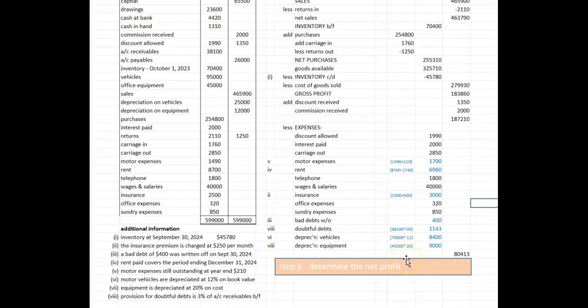So the last step, number 6, is to take away the total expenses from the total income. So the two numbers are in line with each other. This is total income, this is total expenses. Just subtract, and I got that my net profit is 106,797. All right, so that is it.